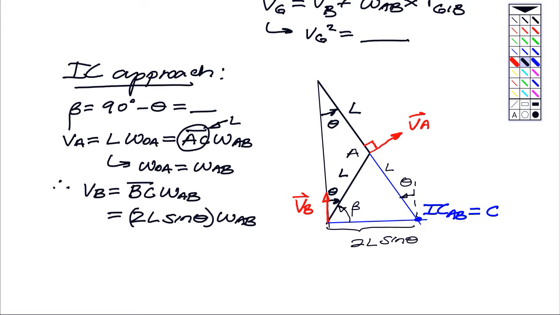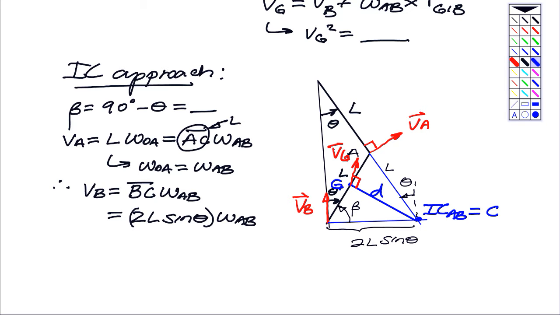Now all I need to do is write an expression for the velocity of the midpoint G. So I'm going to draw another construction line, from the instant center up to this point G. The reason I do this is that I know that the velocity of G is perpendicular to this line. So this is VG. I call this distance D.